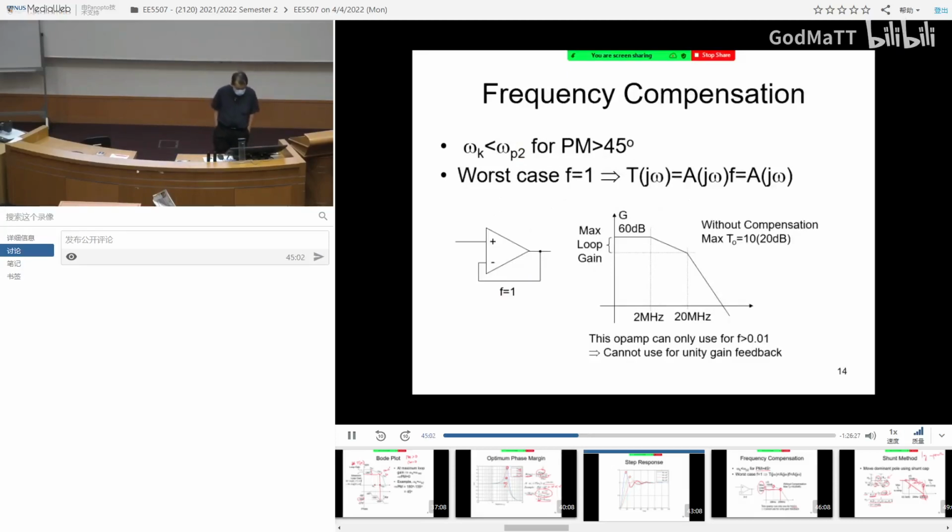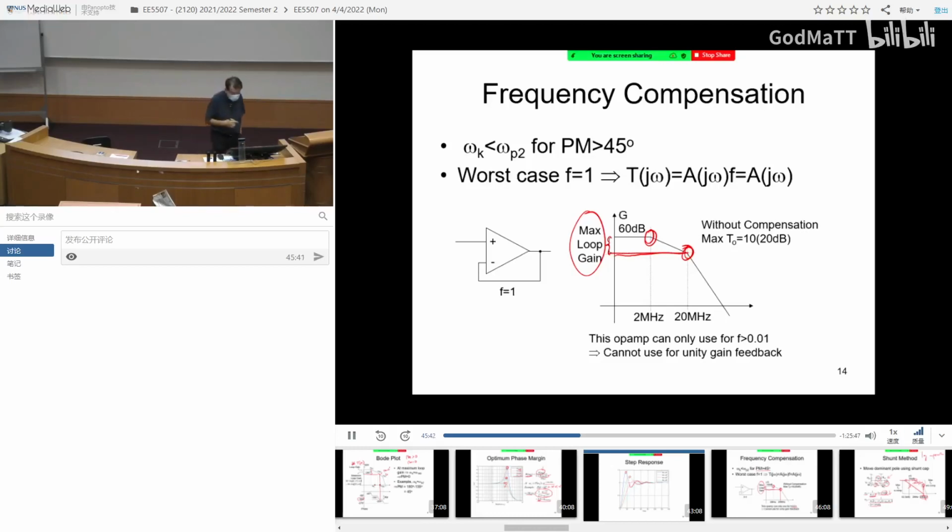So, frequency compensation. Now consider this loop gain. We have covered the op amp. We know that usually you have more than 2 poles. Here we just look at the 2 poles. One pole happens at 2 megahertz, another pole happens at 20 megahertz. Okay? If we don't do anything, the maximum loop gain that you can apply with a phase margin of 45 degrees is actually this amount. Okay? You can only apply this amount of feedback.